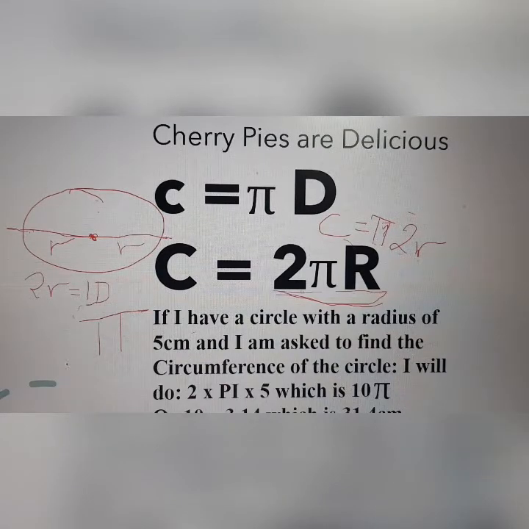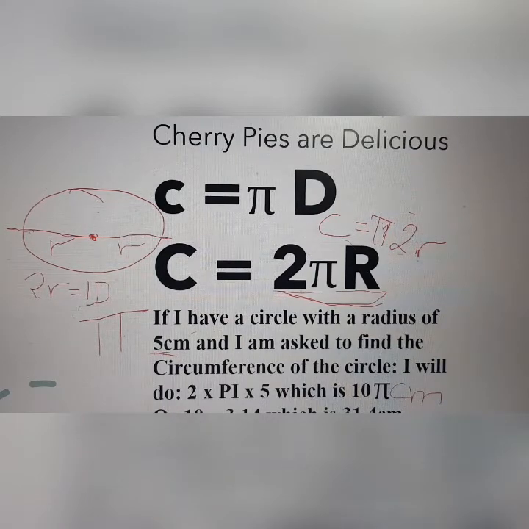So to find the circumference, I'm going to say 2 pi r, because I was given the radius. Now that will give me 10 pi centimeters for the circumference of this circle with a radius of 5 centimeters. I can only leave my answer as 10 pi centimeters if I was told to leave my answer in terms of pi.